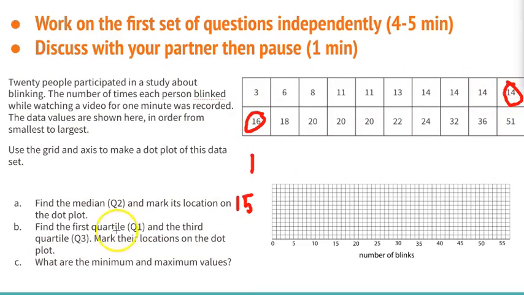What's the first quartile number? Yeah, it's going to end up being 11, right? Because that's in the direct middle of this data. So first quartile is going to be 11. Third quartile is 22. What's the minimum and maximum? Well, they did the data for us in order, so it's a lot easier, right? 3 is the minimum, 51 is the maximum.